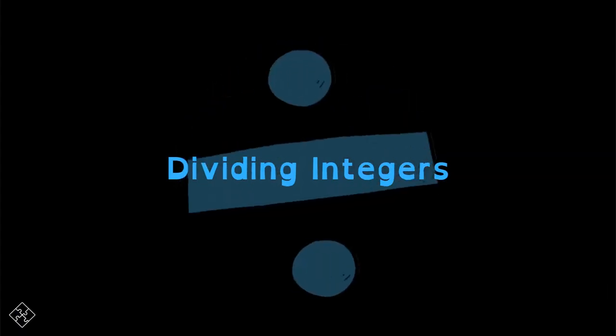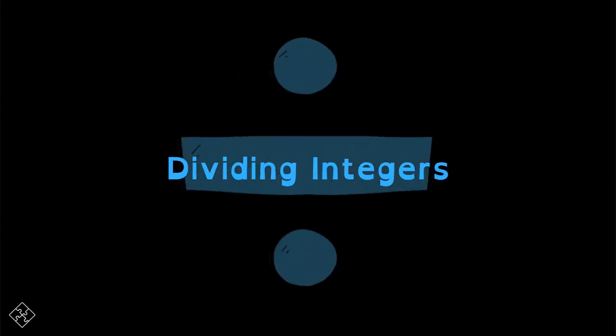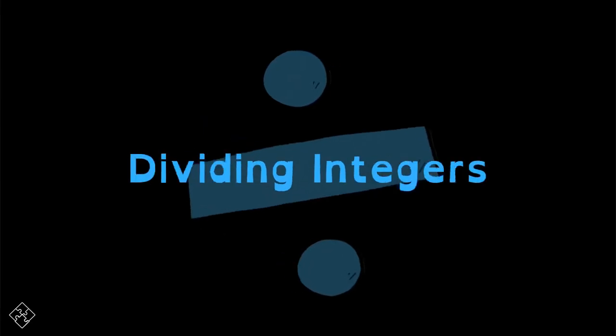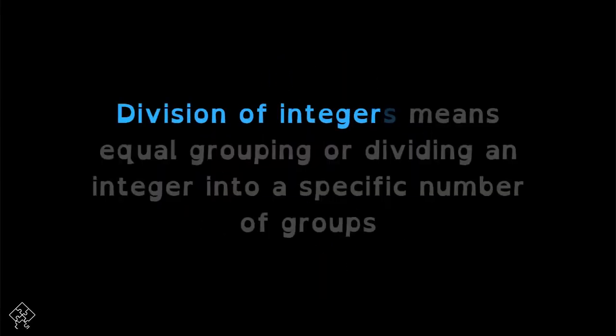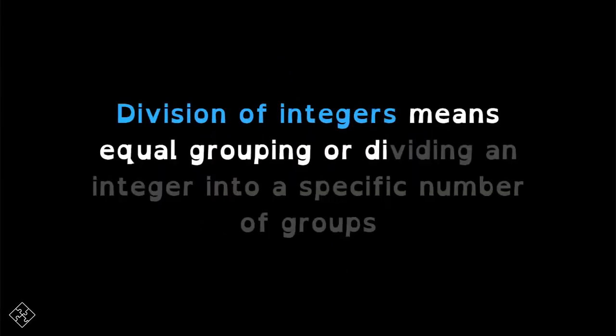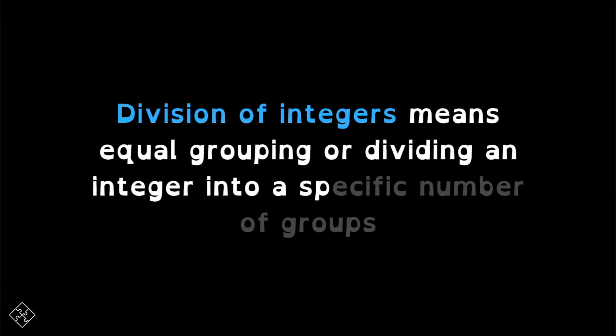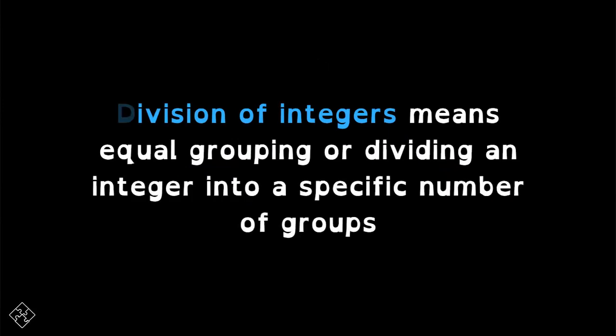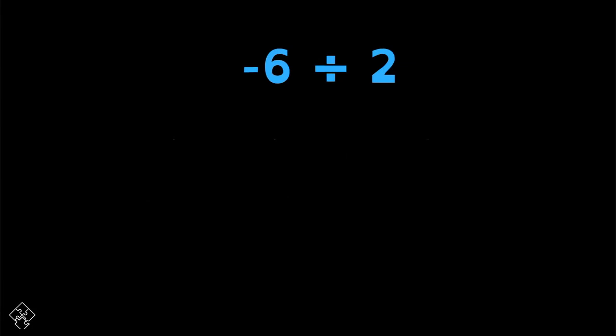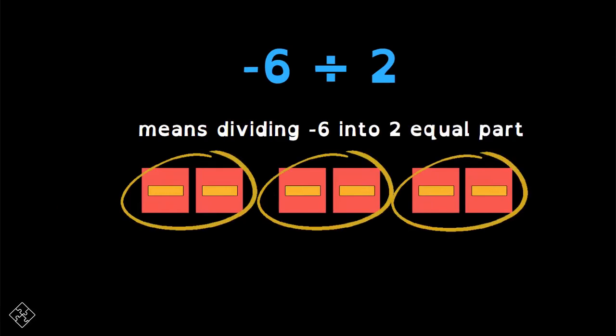The division of integers is a basic operation performed on integers. Division of integers means equal grouping, or dividing an integer into a specific number of groups. For example, we have negative 6 divided by 2. So, ang ibig sabihin lang niyan, yung negative 6, i-divide natin into two equal parts.